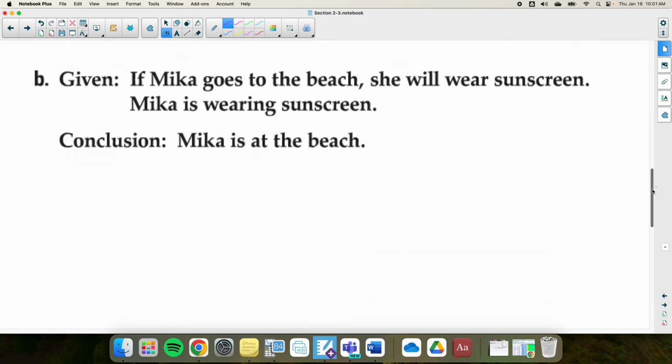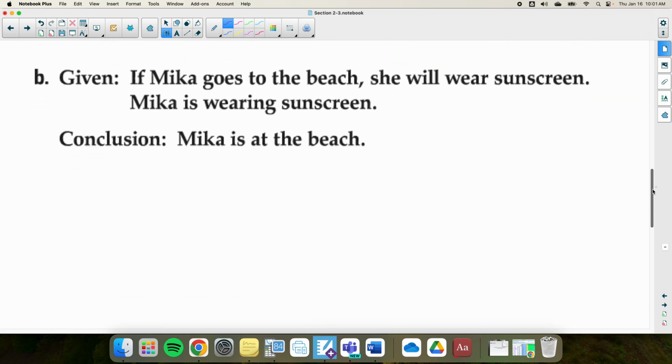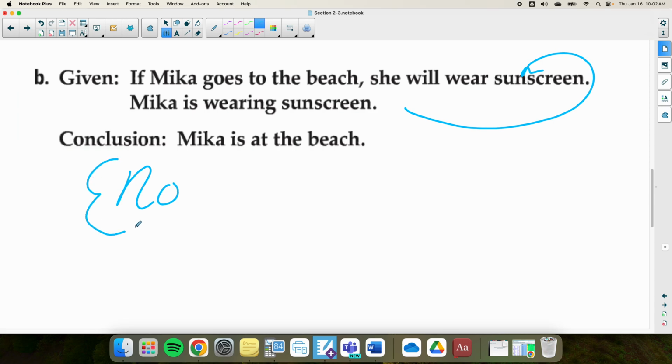Then if I go to this one, it says, if Micah goes to the beach, she will wear sunscreen. Micah is wearing sunscreen. Is this referring back to the beginning or the end? The end. Is that what we want? No. Does everybody understand that? So then you just say no. The second one has to refer back to the beginning of the sentence.